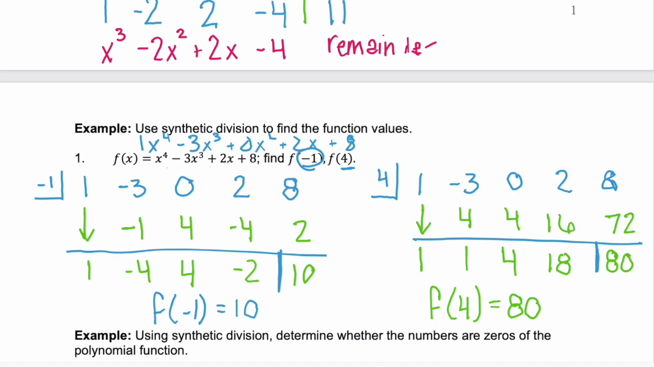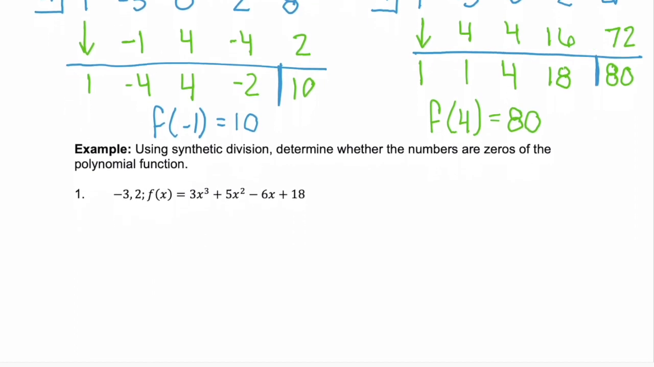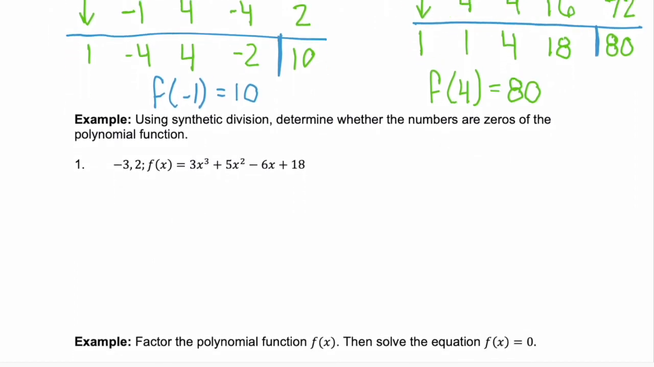Now, what else is synthetic division good for? Well, since synthetic division is telling us the possible factors, synthetic division can help us determine whether a number is a 0 to a polynomial or not. And if it's a 0, that means that it is a factor of that polynomial. So here we're given a function and asked to determine if -3 and 2 are zeros.